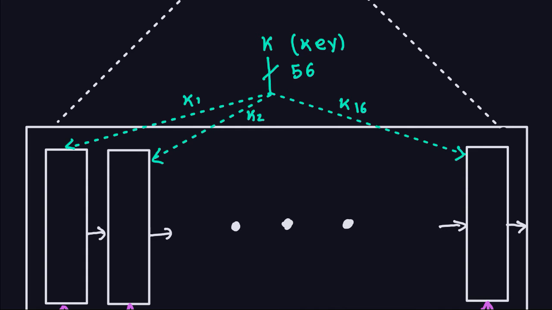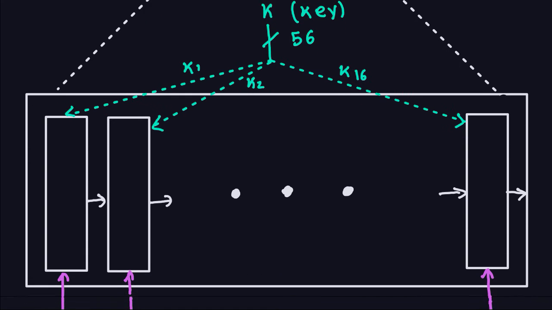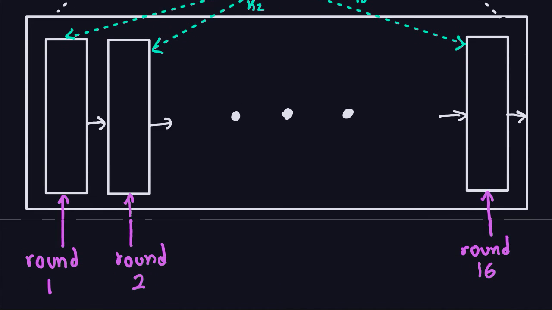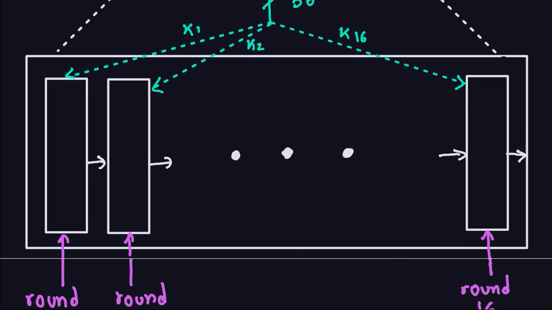So each key will go to one of the rounds. For round 1, I'm going to use key 1. For round 2, I'm going to use key 2, and so on and so forth, until the last one. The 16th round is going to use key 16, coming from the original key. That's basically the idea. That's how the key plays a role in the big process of the DES.